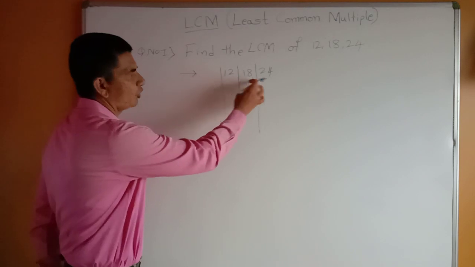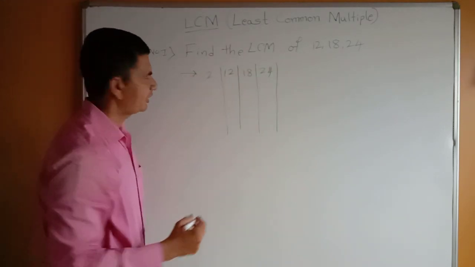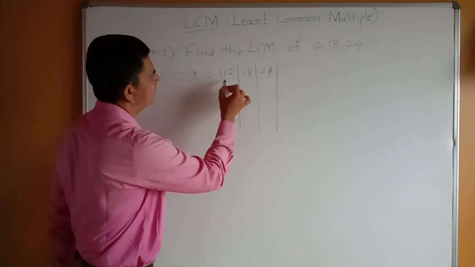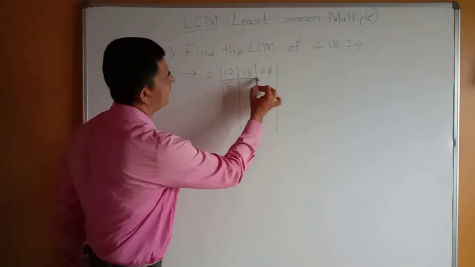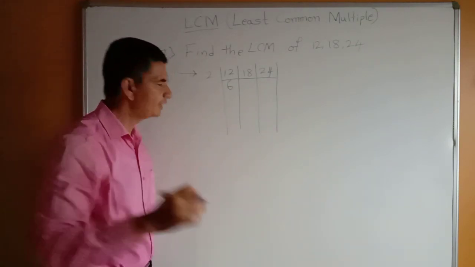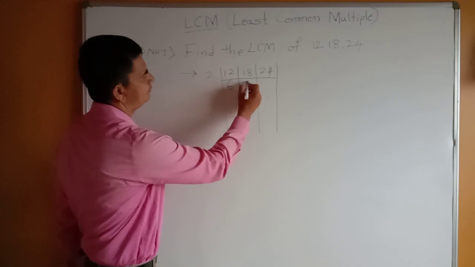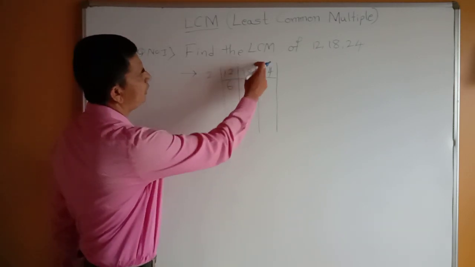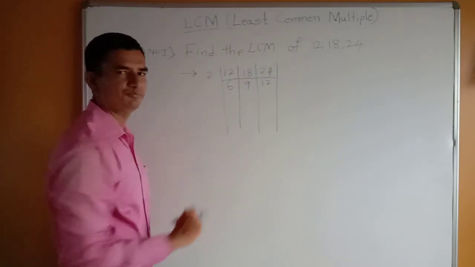All the numbers are even, so we can take 2 here. 2 how much is 12? 2 6s are 12. You can put a line like this if you are confused. 2 6s are 12. 2 how much is 18? 2 9s are 18. 2 how much is 24? 2 12s are 24.